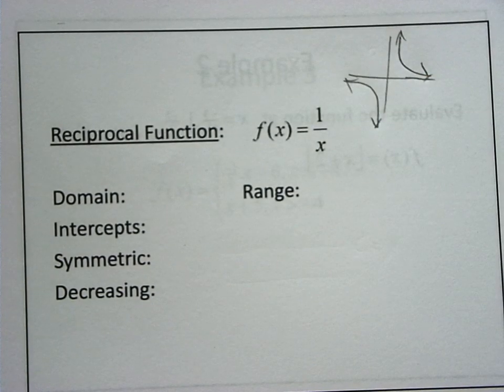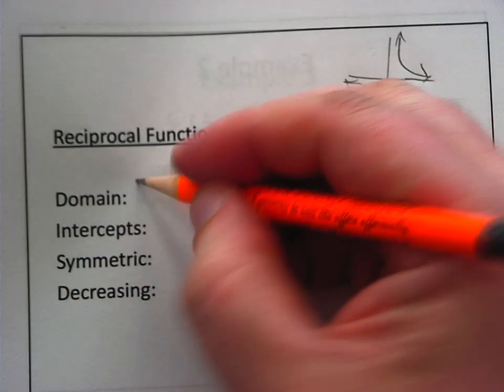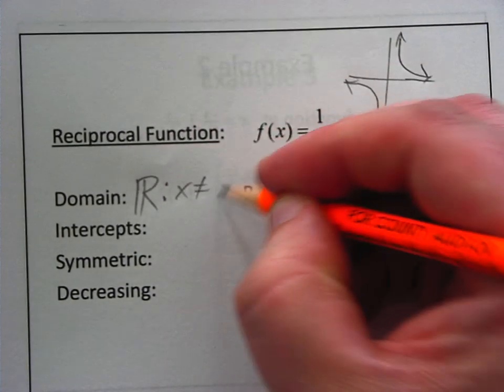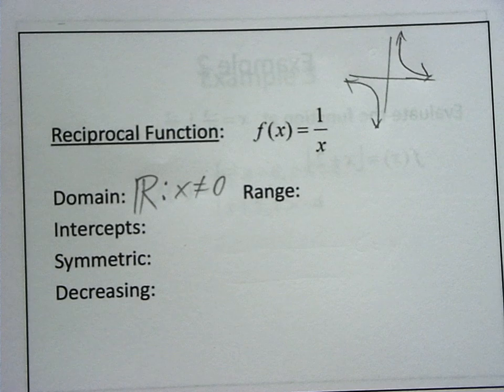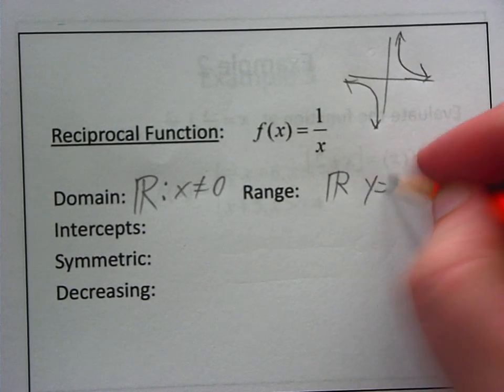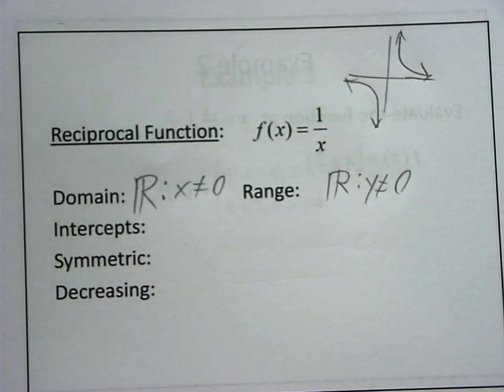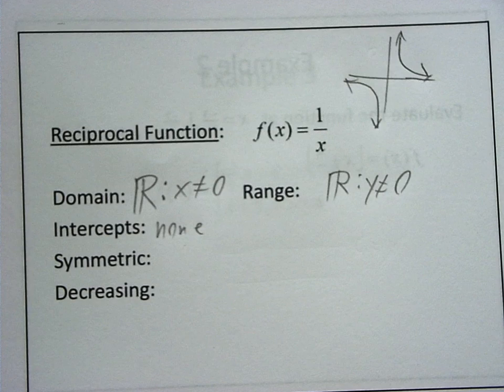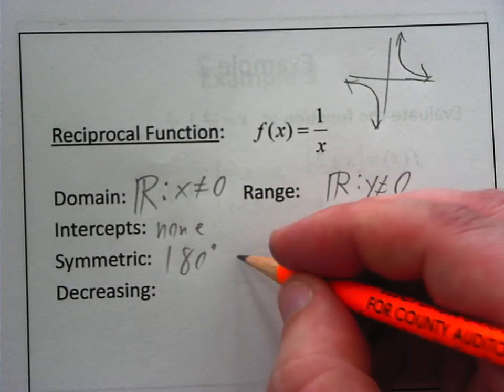What would the domain of that function be? All reals except 0. So I'm going to write that as real numbers such that x cannot be 0. What about the range? Same? Intercepts. None. There aren't any. Symmetries. 180 degrees around the origin.